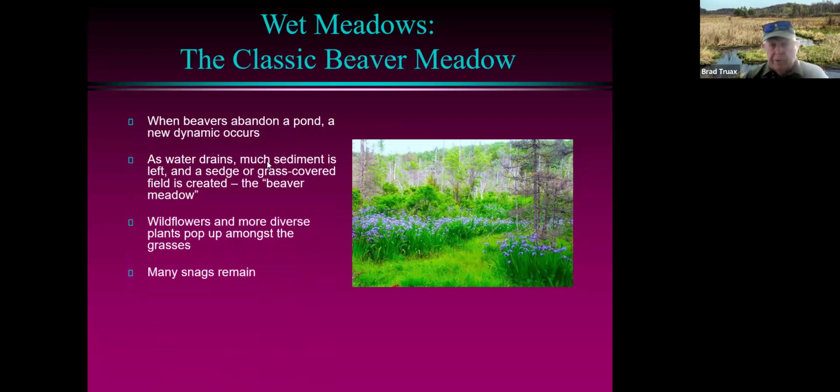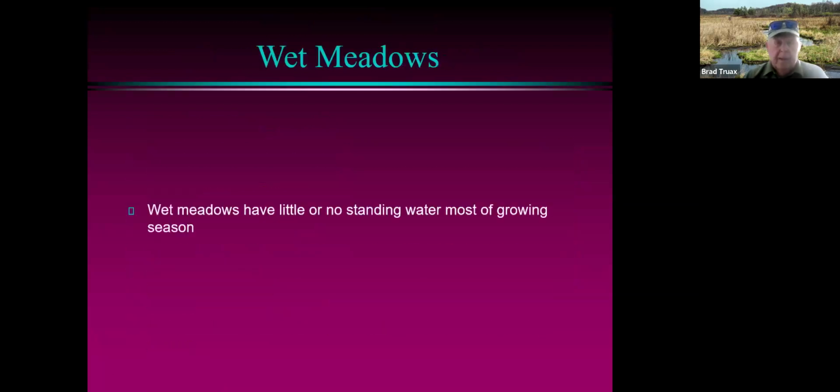Here you can see in this picture, there's some standing dead trees back here, and those snags can be very desirable habitat for many bird species and mammalian species, as well as insects. So all these lead to a habitat that's very desirable for many wildlife species.